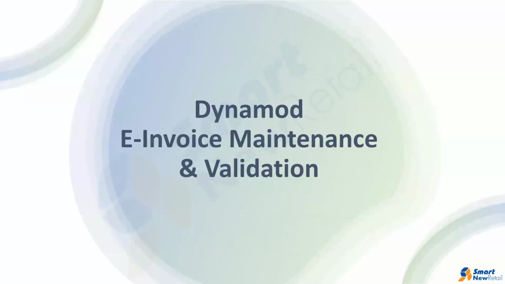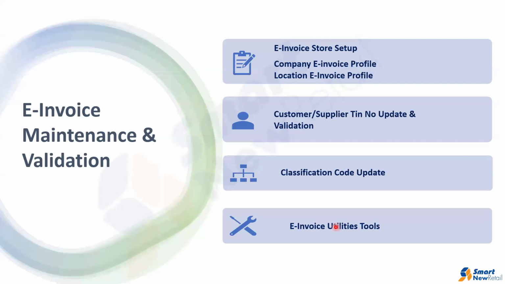Yeah, so for Dynamo e-invoice maintenance and validation, we will have to do some settings first before we can start submitting the document. First things first, of course, we have to enable the e-invoice setting. After that, we need to set up our own company information. Also, we have to copy the information to each of the locations.